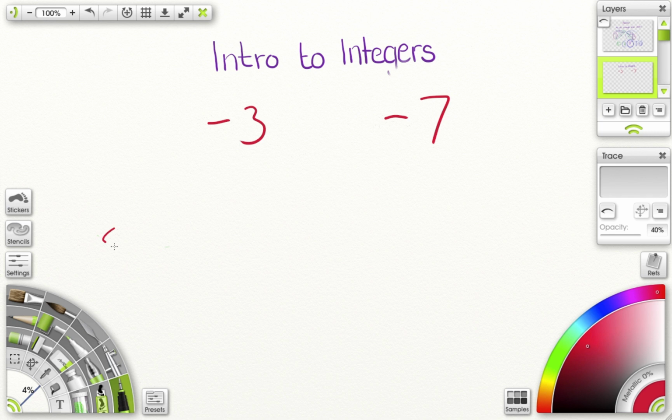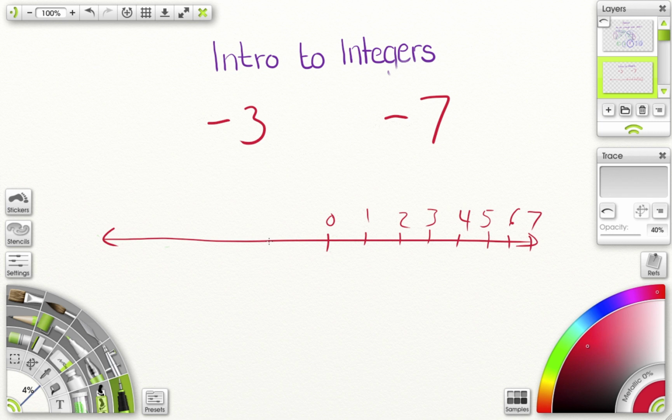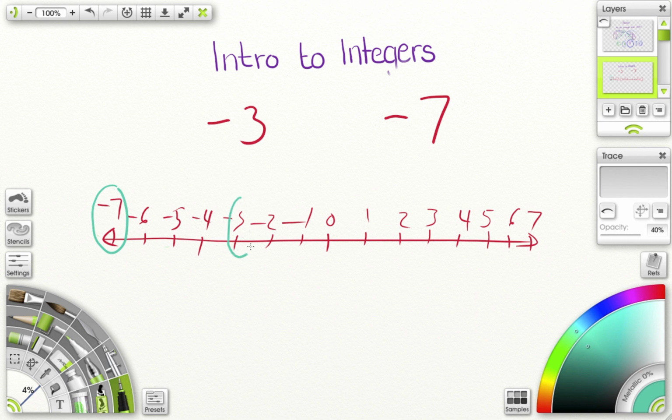And let me show you. So we have our number line. 0's in the middle. 1, 2, 3, 4, 5, 6, and 7. Then -1, -2, -3, -4, -5, -6, -7. Now, you might automatically think, oh, 7 is a bigger number. But with integers, the opposite is true. Let me demonstrate with the number line. -7 I can represent right here, and -3 is right here.